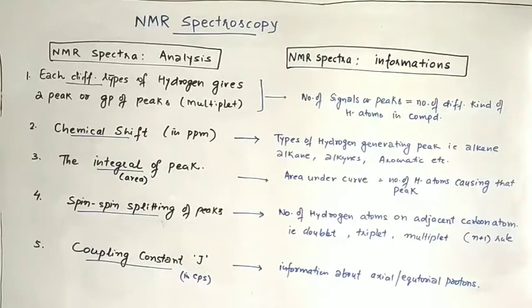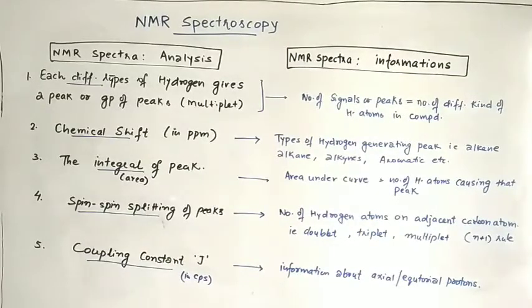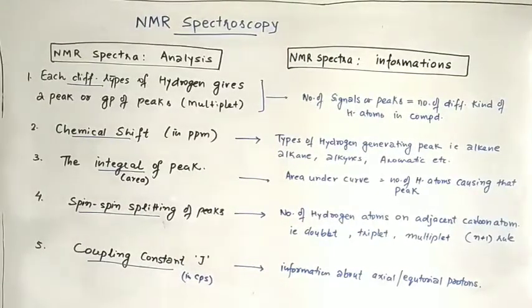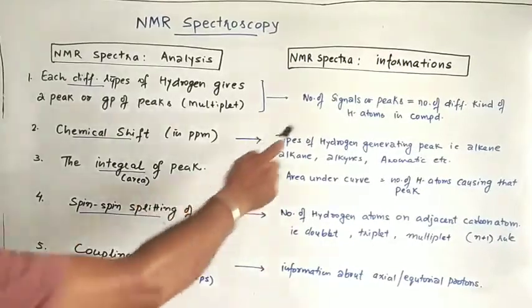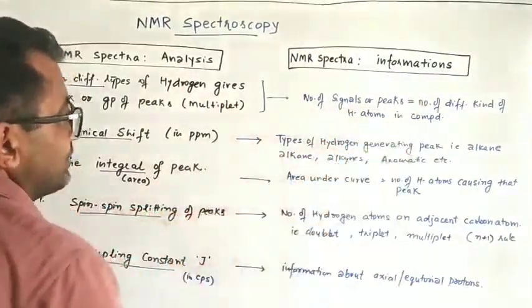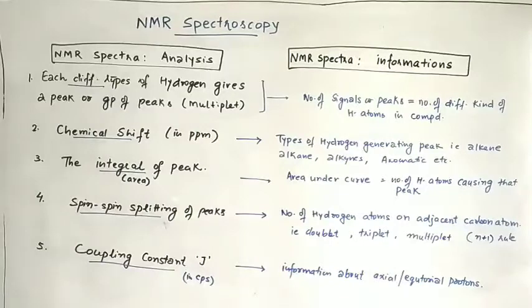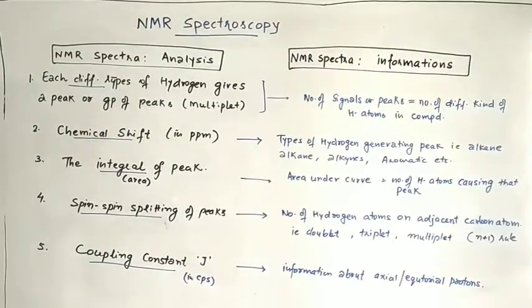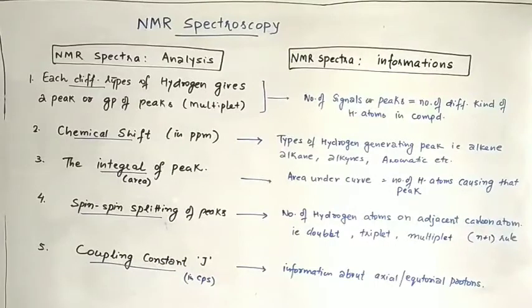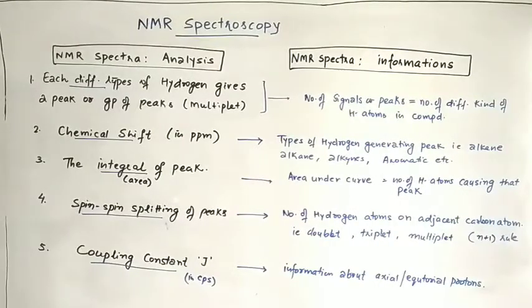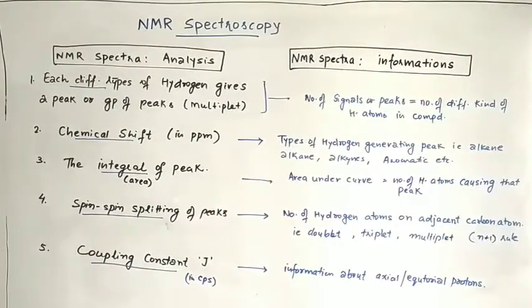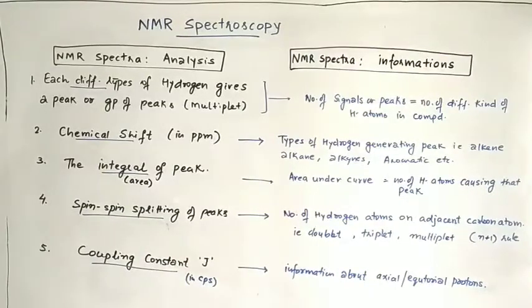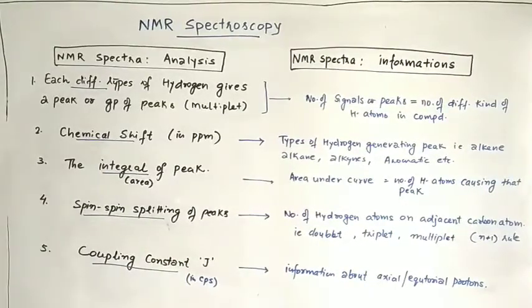Suppose there are 5 peaks. It means in your organic compound there are 5 different kinds of hydrogen present. So the number of signals or peaks is equal to the number of different kinds of hydrogen atoms in the compound. If there are 9 peaks, it means there are 9 different kinds of hydrogen atoms in the compound. Different kind means non-equivalent, and how to find non-equivalent hydrogens, we will discuss shortly.